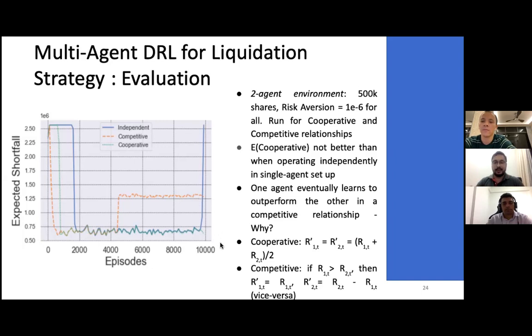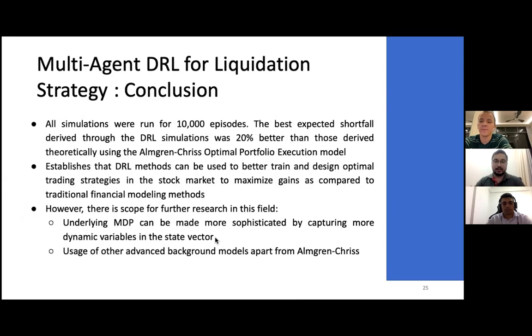And the 2 environments are only different in terms of the definitions of their reward functions. In the cooperative setup, irrespective of whichever agent is winning, both of them get rewarded. As you can see, it's the arithmetic mean of the 2 reward functions for the next time step. And in the competitive setup, the agent who has a better reward actually retains that reward, whereas the agent who has a lesser reward is further penalized because his next reward becomes the negative of the difference of the 2 rewards. So the next slide.